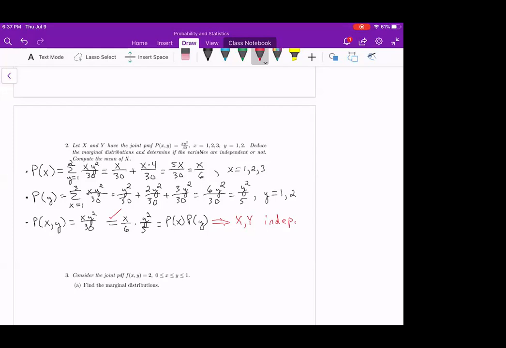There's one more detail that this problem is asking for, and that is to compute the mean of x. And so based on what you've learned, you know that the mean of x is asking for the expected value of x. And the expected value by definition is the sum, but now because this is a joint distribution, it's a double sum of x times your PMF, which is pxy.